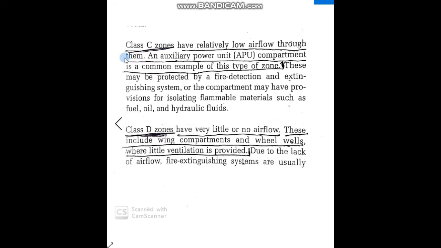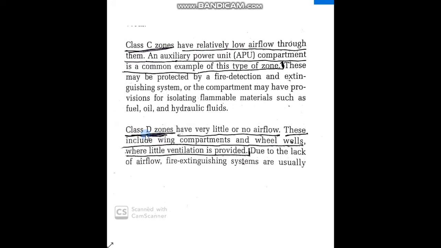Zone B zones have large quantities of air flowing past aerodynamically clean obstruction. Heat exchanger ducts and exhaust manifold shrouds are usually of this type. What about the third zone? C zones have relatively low airflow through them. An auxiliary power unit compartment is a common example of this type of zone.